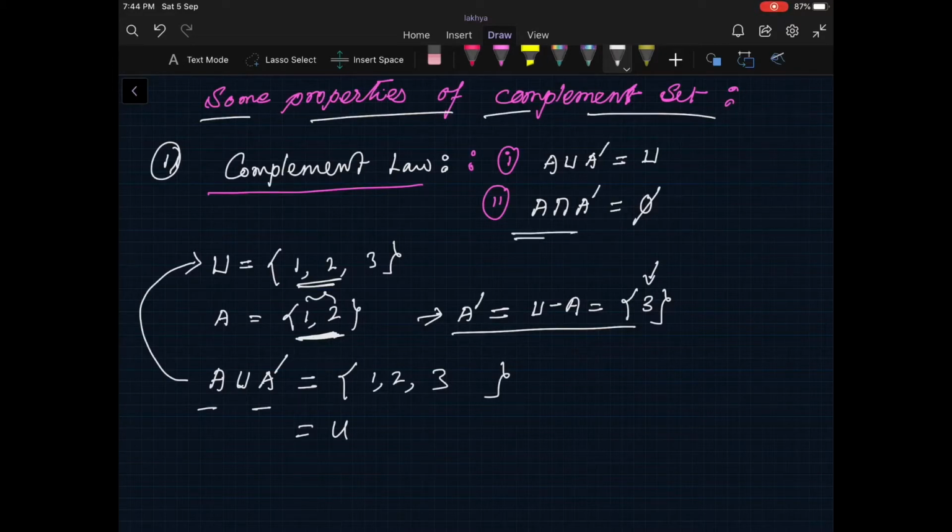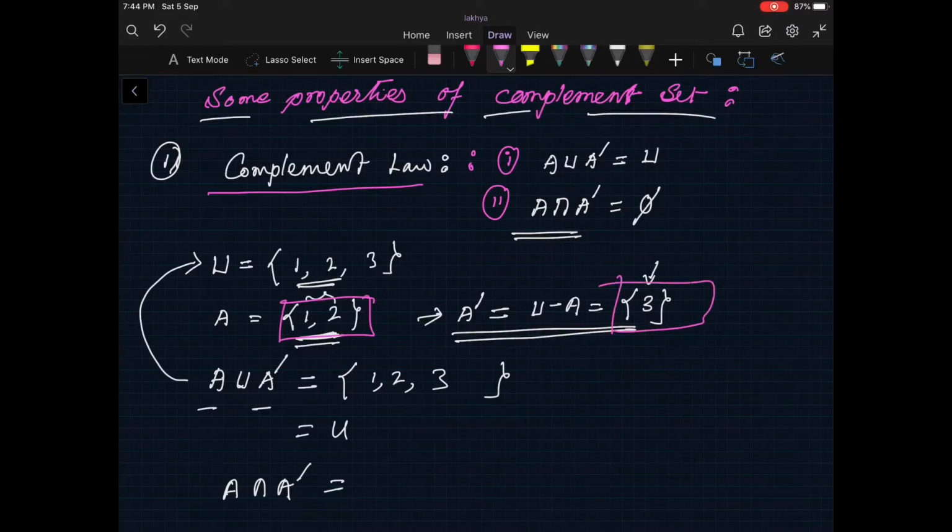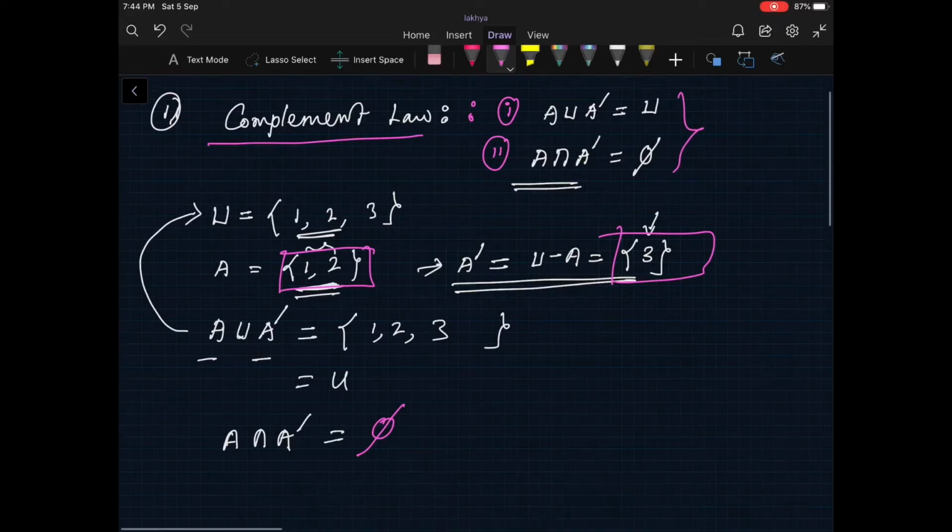And A intersection A complement. If you find the intersection of A and A complement, you have to take the common elements in set A and A complement. If you compare these two sets, you can see there is no common element. So that's why it must be equal to phi. So these are the two complement laws.